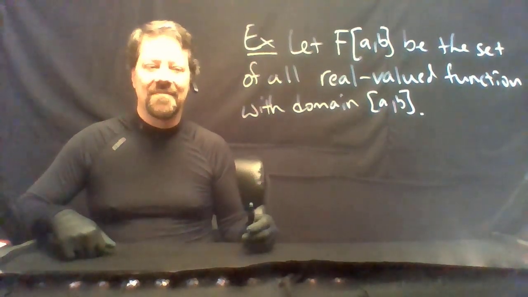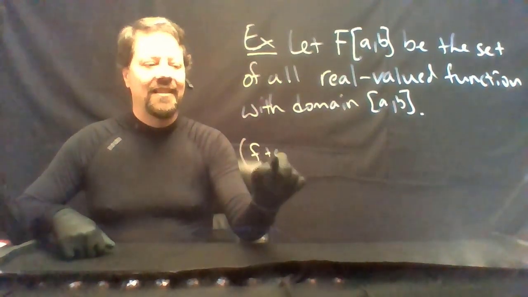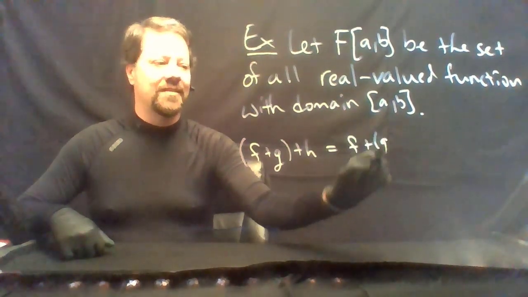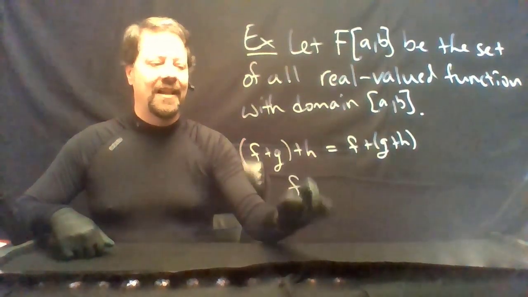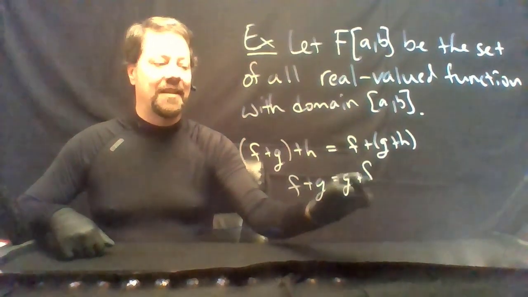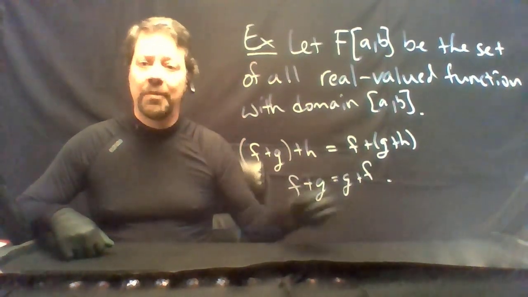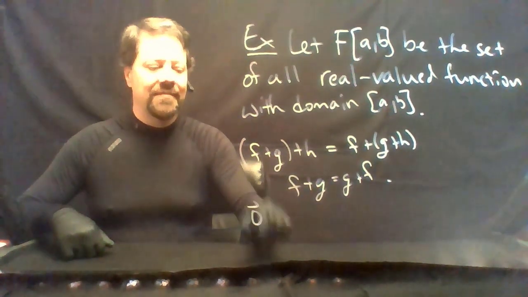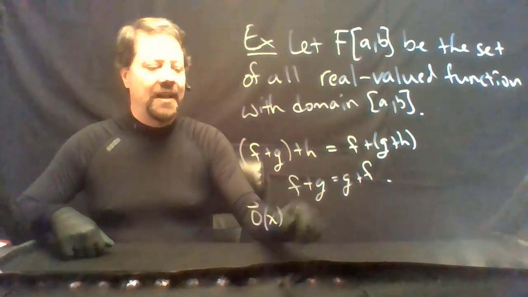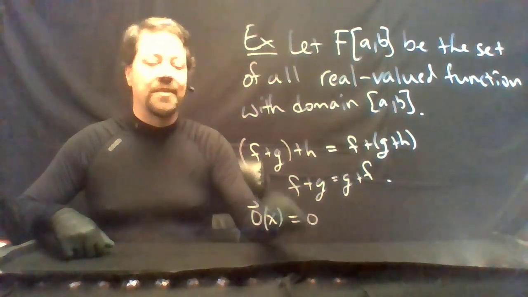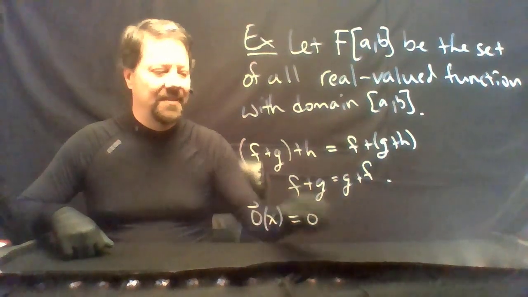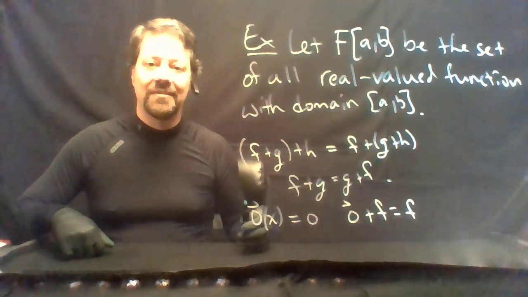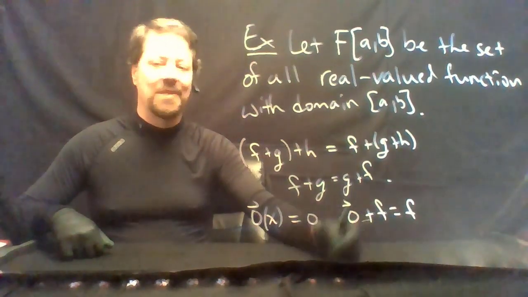The answer is yes. What is more, (f + g) + h is f + (g + h), and f + g equals g + f. The associative and commutative properties of addition hold. Is there a zero function? The zero function inputs some number and outputs 0 for all x. If you add this to another function, it just leaves it alone. You're adding 0 to all the outputs, which means you get the same output.